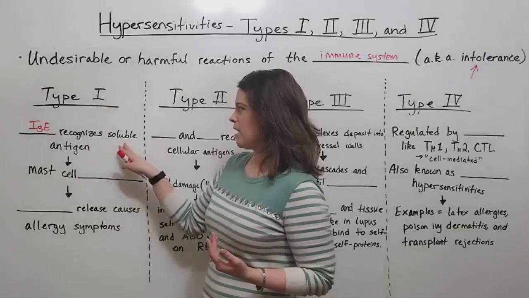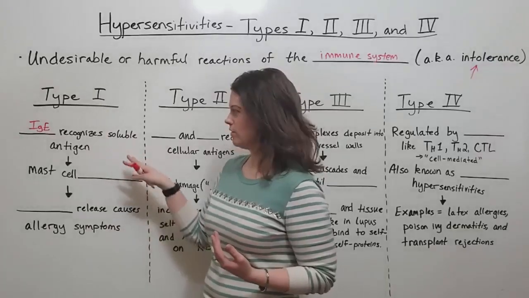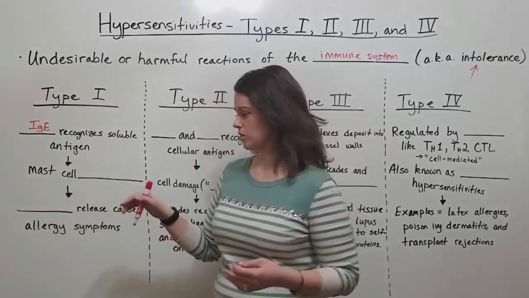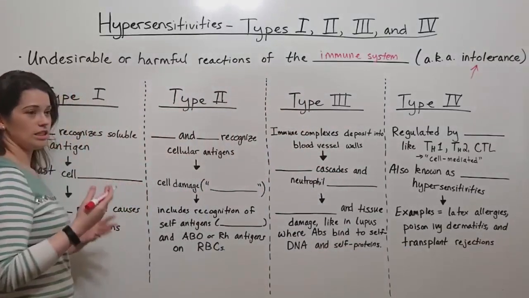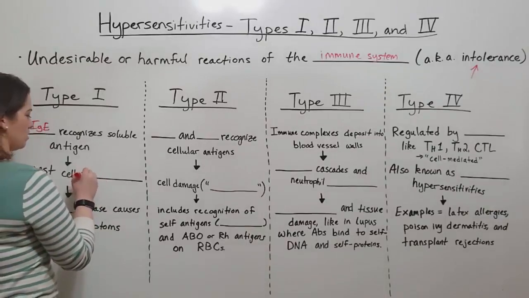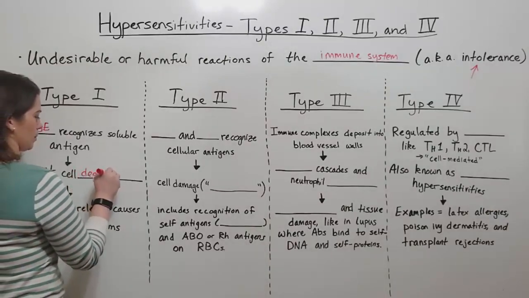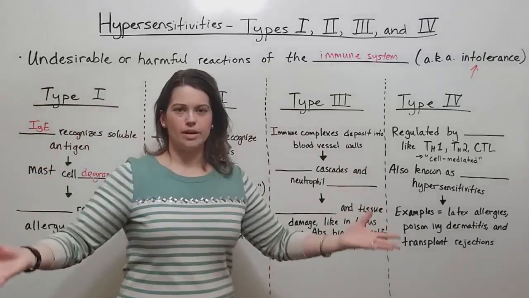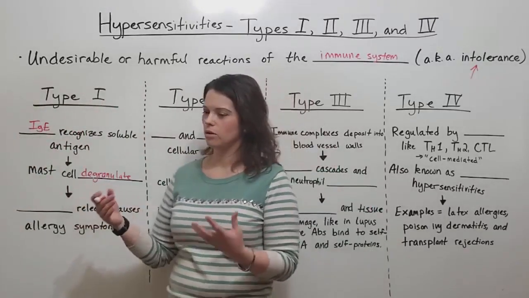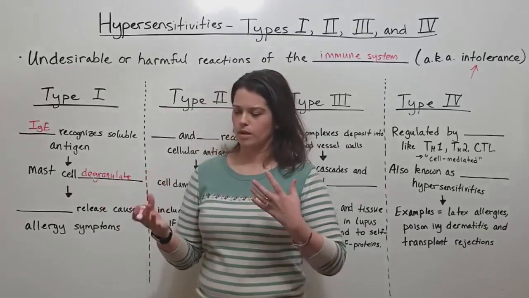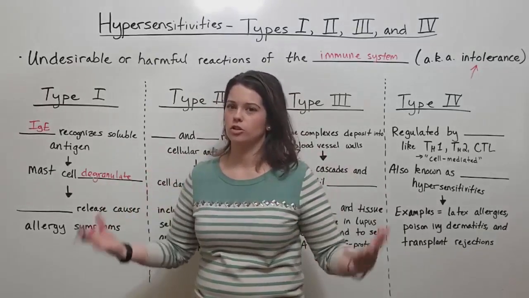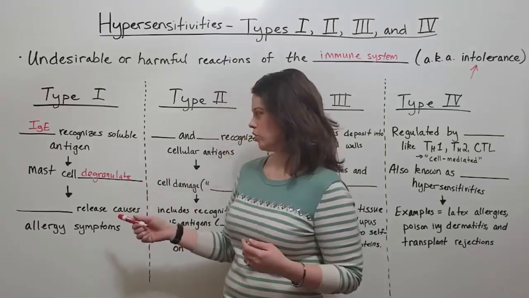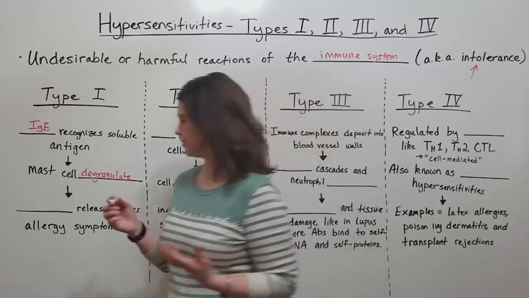And so IgE binds to that soluble antigen when it finds it. This triggers an immune system cell called mast cells to degranulate. So the mast cells degranulate, and all that means is they basically just spill out their guts. These mast cells are full of signaling compounds that are then just released into the body. And the major one here that we're concerned with is something called histamine.